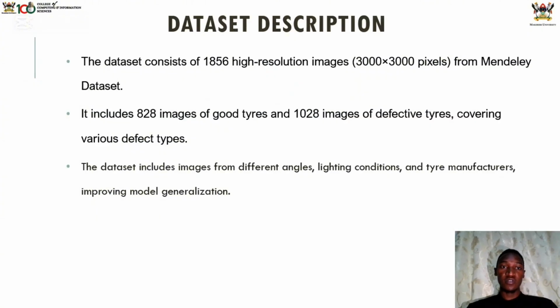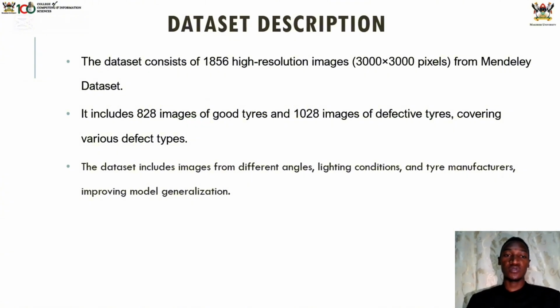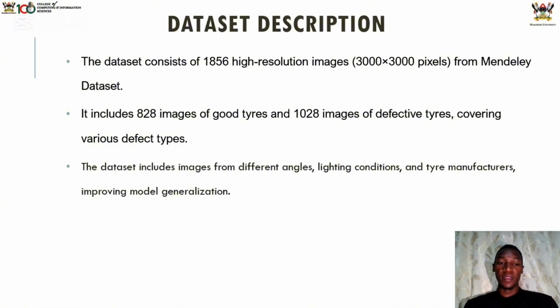The dataset description. Our dataset was obtained from Mendeley, and this dataset contains 1,856 high resolution images. These images of tires are grouped into good and defective tires, and were taken from different angles, in different light conditions, from different tire manufacturers, and this helps us have diverse images so that our models can retrain well.